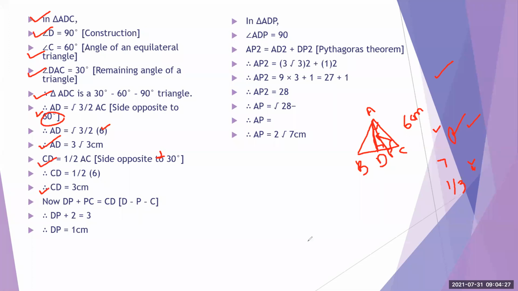Now next, what don't you have here? You don't have DP. So we found DP. DP is equal to 1 centimeter. Now, just consider the next triangle ADP.